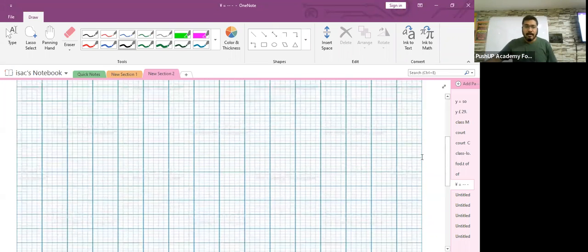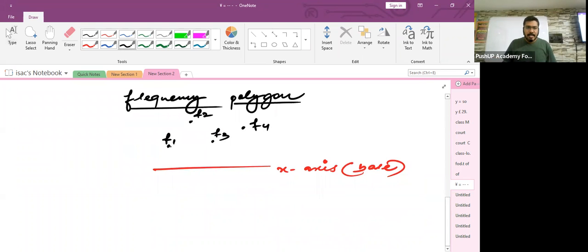All right. So children, when you are drawing the frequency polygon, these are the points which will be representing the frequencies given to you. Now, how to join these frequencies with each other? Simple, children. You just need to take the ruler and connect F1 to F2, F2 to F3, F3 to F4. Connected all the points?